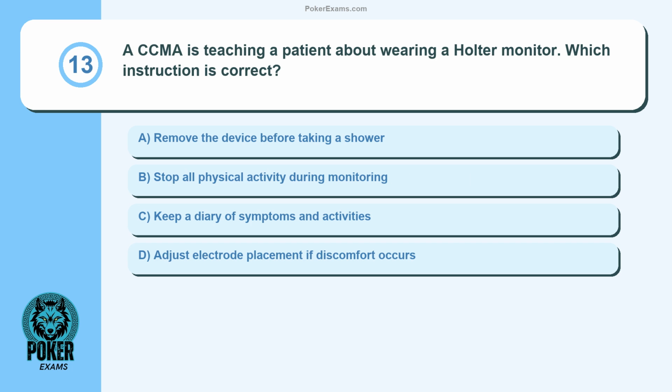Question 13. A CCMA is teaching a patient about wearing a Holter monitor. Which instruction is correct? Remove the device before taking a shower. Stop all physical activity during monitoring. Keep a diary of symptoms and activities. Adjust electrode placement if discomfort occurs.